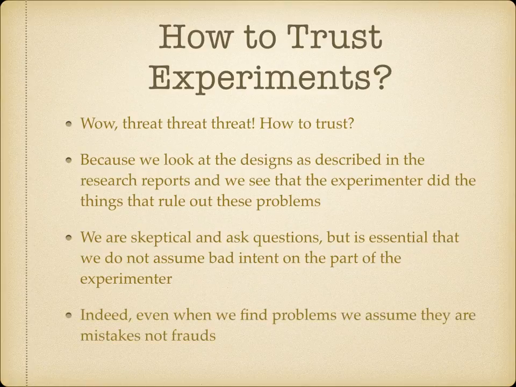If we do find problems, again, we do not assume bad intent on the part of the experimenter. We assume they're just mistakes, or the level best effort and some things couldn't be handled. We do not assume it was fraudulent in an attempt to deceive people. And one of the best ways to see that is by looking in the discussion section of the paper, where they talk about what the limitations are, what they could not do anything about.